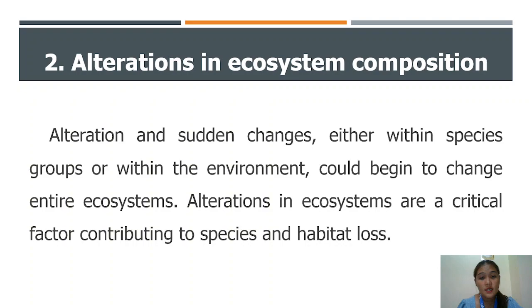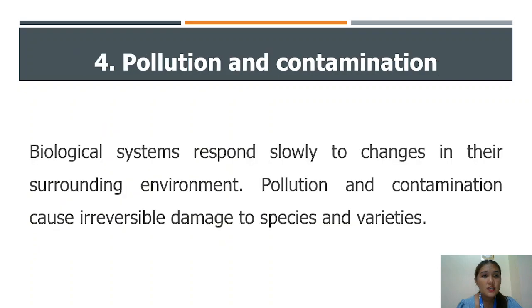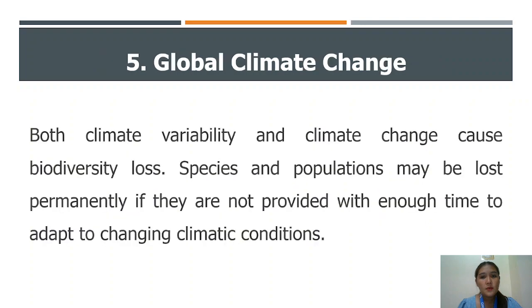So, number four is population and contamination. So, biological systems respond slowly to changes in their surrounding environment. And population and contamination cause irreversible damage to species and varieties. Number five is the climate change. Now, both variability and climate change cause biodiversity loss. So the species and populations may be lost permanently kung hindi napoprovide with enough time to adapt yung changing climate conditions.